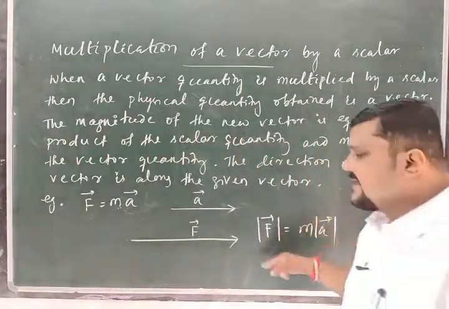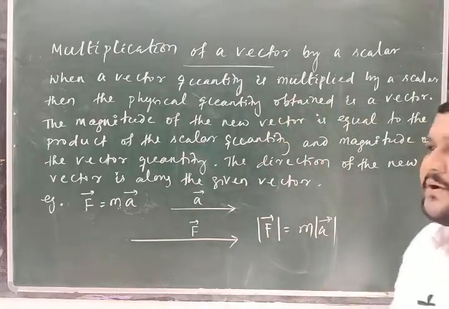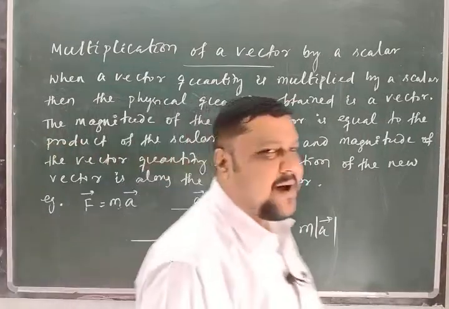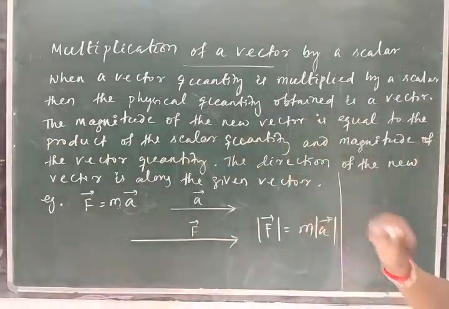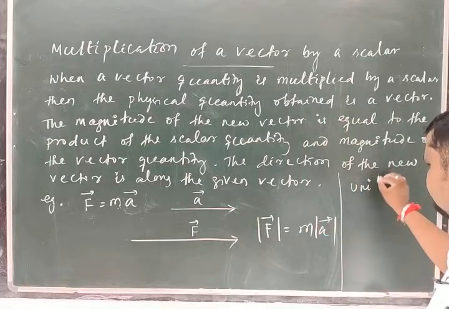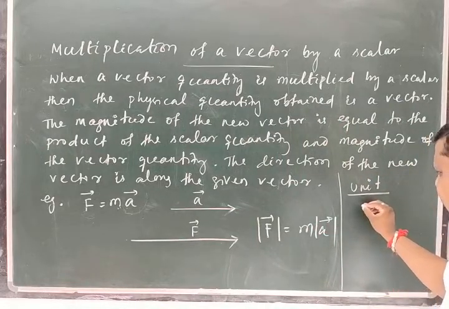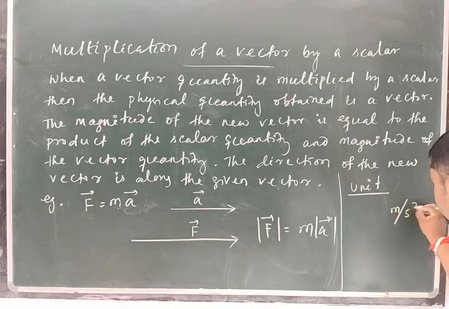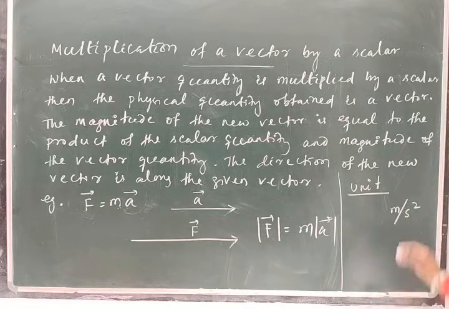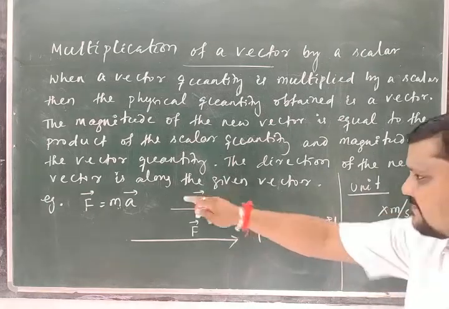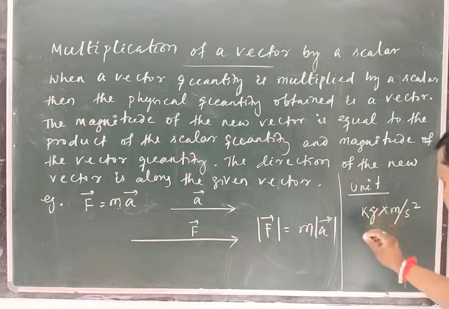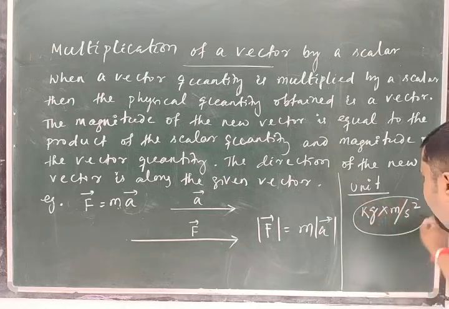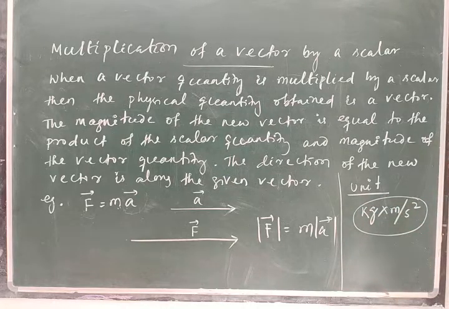Clear? But remember one thing: when we multiply a vector by a scalar, it changes the unit part. Take this example. As you know, what is the unit of acceleration? Meter per second square. Now this acceleration is multiplied by mass, whose unit is kg. So what is this? Kg meter per second square. This is the unit of force.